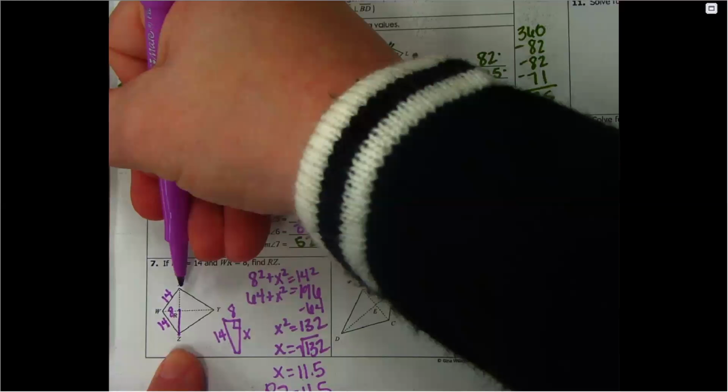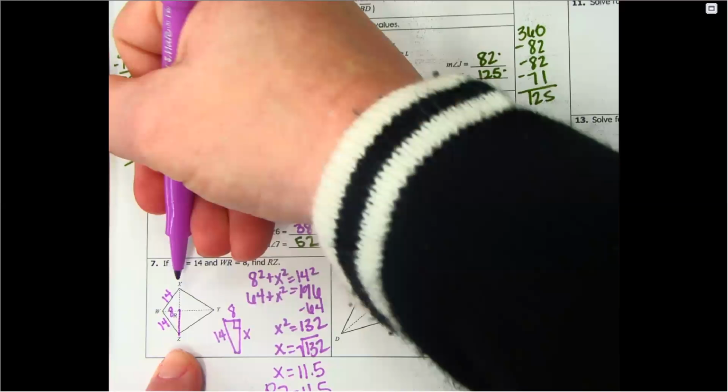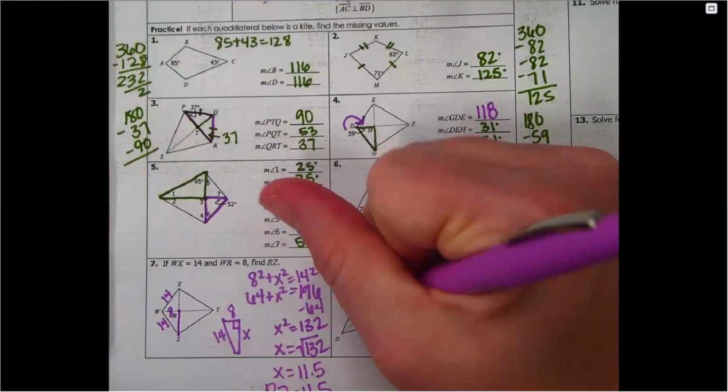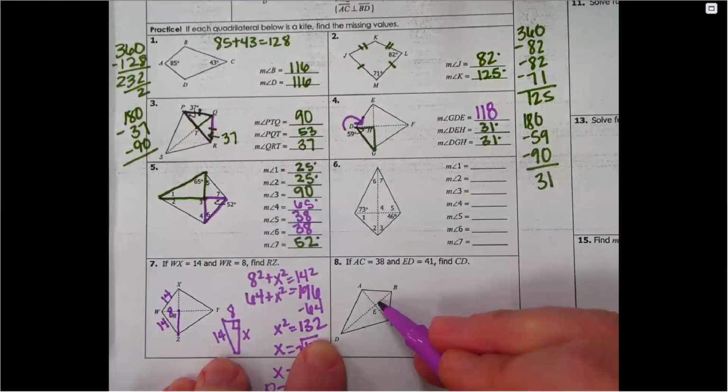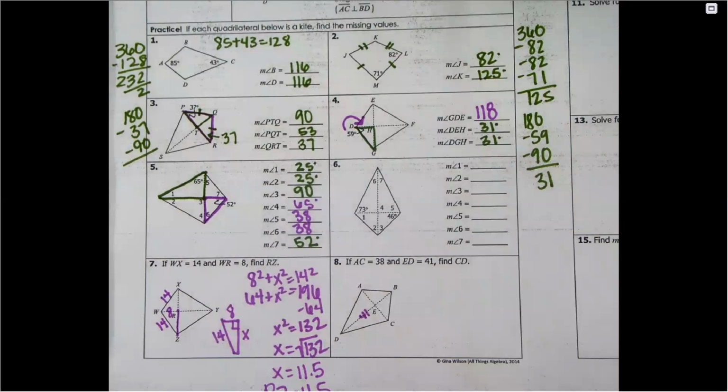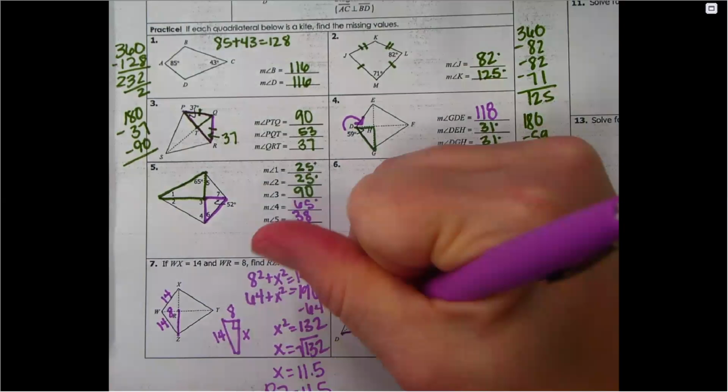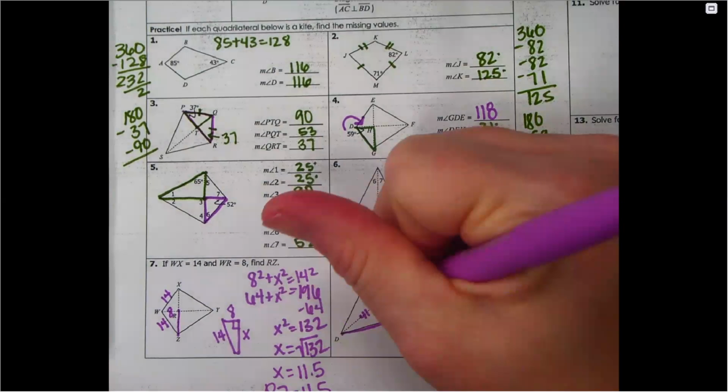All right. Now AC, the entire thing is 38. Then ED, which is this smaller portion from the middle down to this vertex, is 41. And it wants us to find CD, this segment on the outside. How are we going to do that? Good. You've got to take that 38 and divide in half. What's 38 divided by 2?